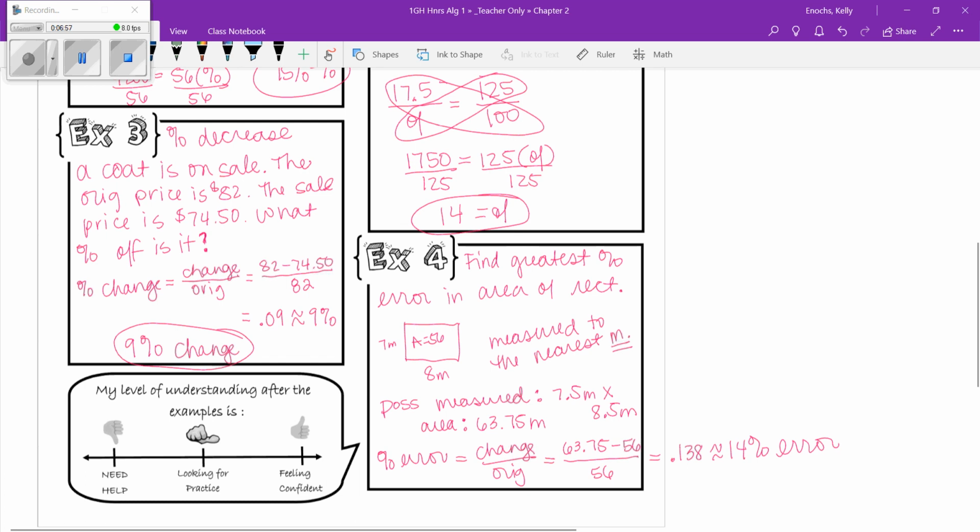Anytime you measure, everything's going to be a little bit off. And so this is a way of calculating how much off could you really and truly be.